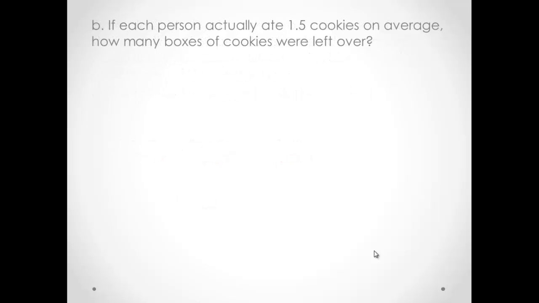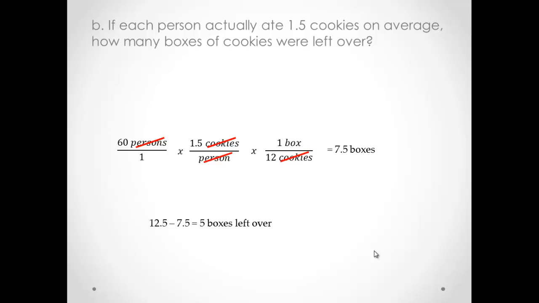Second part of this question says, if each person actually ate 1.5 cookies on average, how many boxes of cookies were left over? So again, let's start with the 60 people. They now eat 1.5 cookies per person. There still is 1 box for every 12 cookies. Everything cancels out. We have how many boxes? After we do the math, we see we have 7.5 boxes. So 12.5 minus 7.5, there would be 5 boxes of cookies left over.